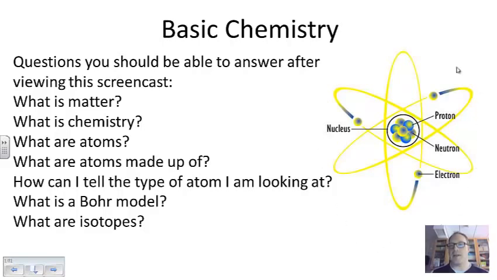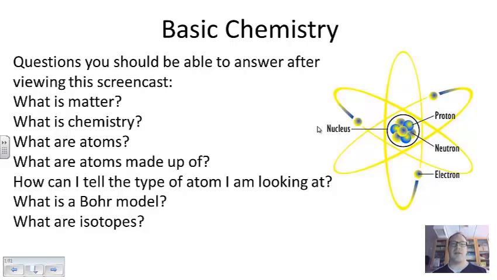As you see over here on this side of the screen, this is a really very general looking diagram that many of us attribute to science. Really what it is, it's a rudimentary and general diagram of the structure of an atom. And you should be able to make sense out of that after viewing the screencast today.